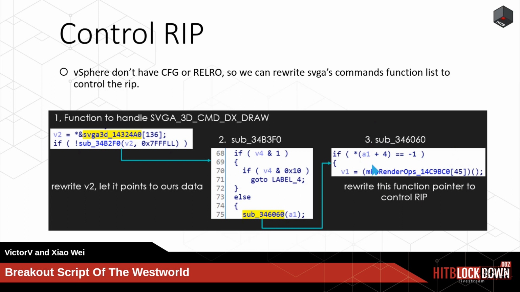Because RDI stores the first argument of a caller in the next function, we control the first argument.